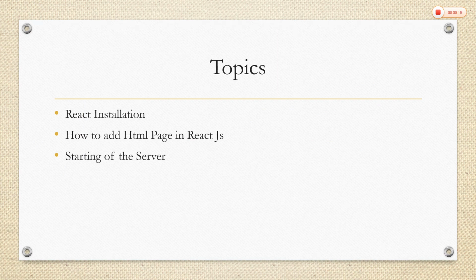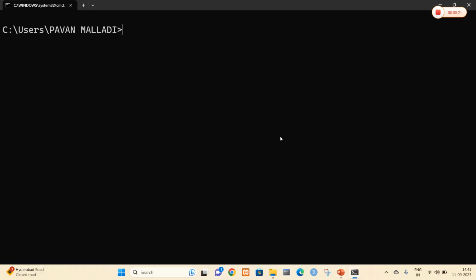Before going to installation, I am going to open my command prompt, and this is my command prompt. Now in my old drive, I am going to create one folder. Let the folder name be React app, that is, React application. I am going to navigate to my folder, and in my folder, I am going to create the React application.